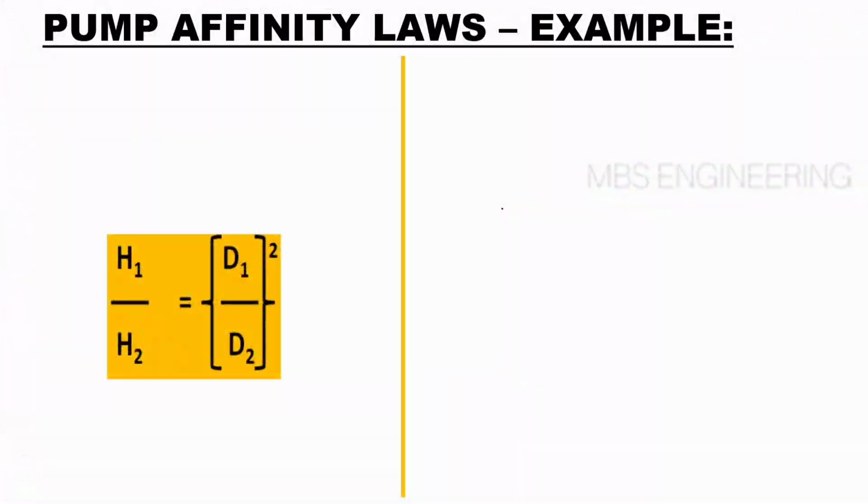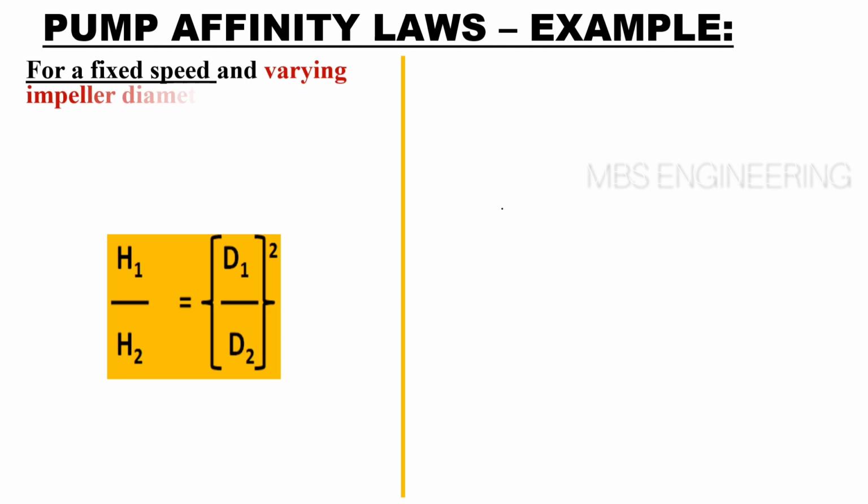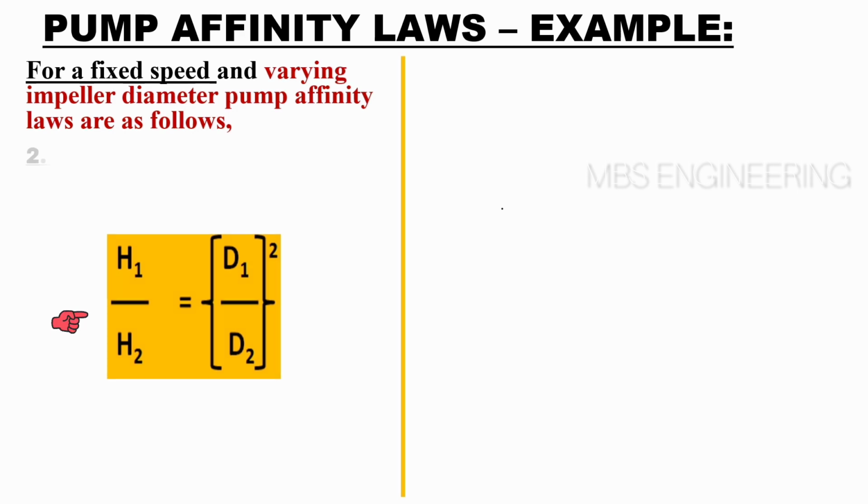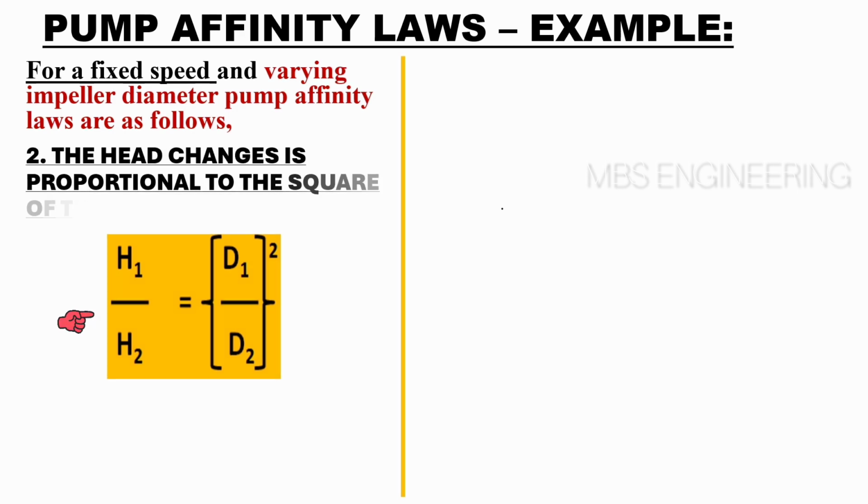Next, we will learn about the formula for pump affinity laws and will understand with sample calculations. Next, we will learn about the second formula for pump affinity laws. For a fixed speed and varying impeller diameter, pump affinity laws are as follows. The second affinity law for the pump: the head changes in proportion to the square of the impeller diameter.